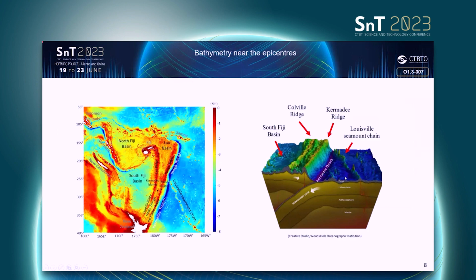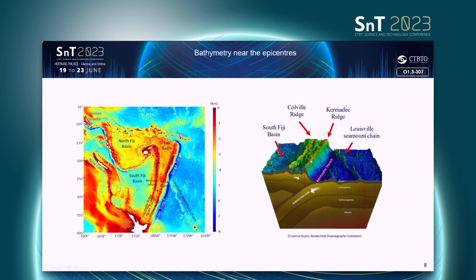So in here, that is very deep. You can have water depths up to 9 kilometers. And here you have a ridge. And in here, this is what I want you to pay attention to. We have a seamount chain, okay, that is known as the Louisville seamount chain.